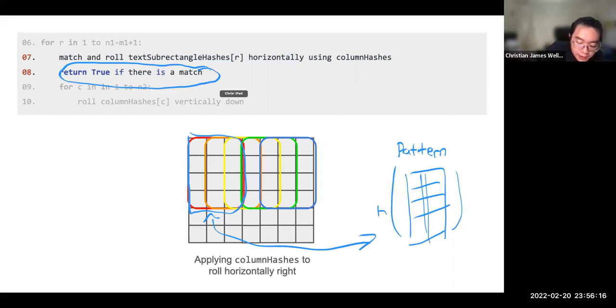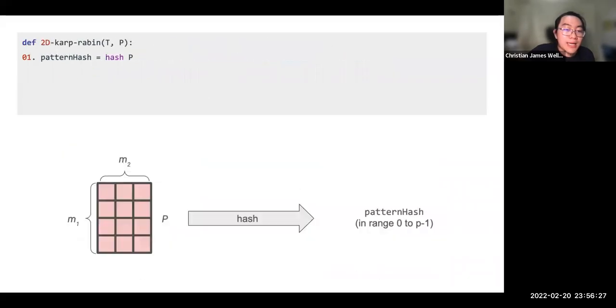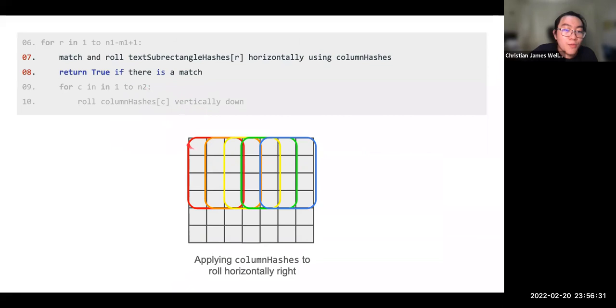Of course, you don't have to search the entire row. You can always return true immediately when you see a match. This is really just pseudocode for me to express the idea well enough. Recall that in the beginning, we hashed this pattern over here, and that's what we are using to compare with the hashes of these individual rectangles.